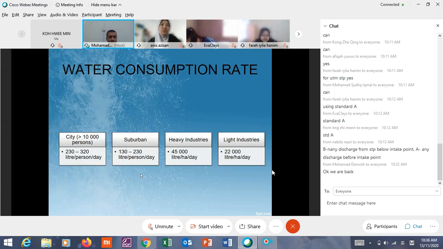For suburban areas, it's less. For heavy industry and light industry, there is a difference in usage. And normally we measure it in terms of liters per hectare per day. Okay, right.